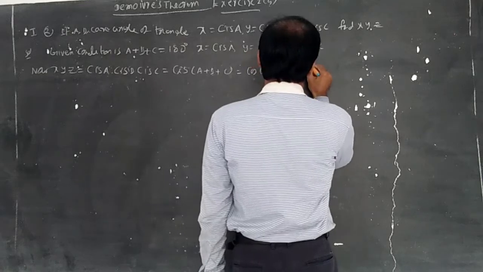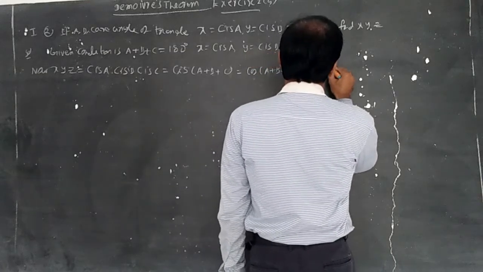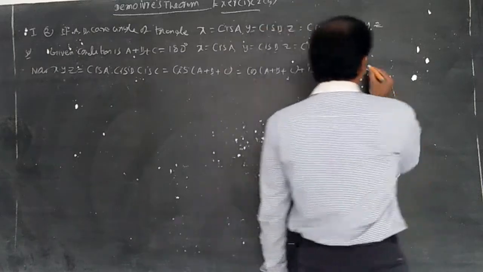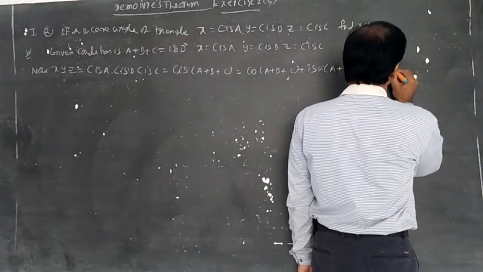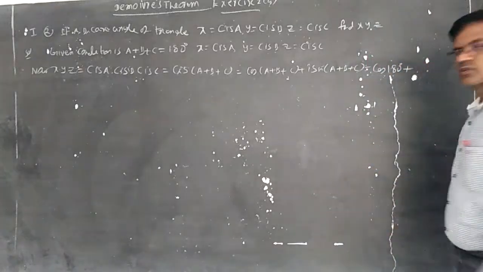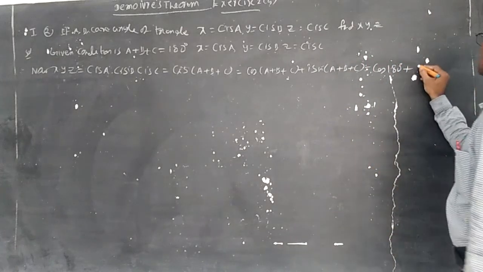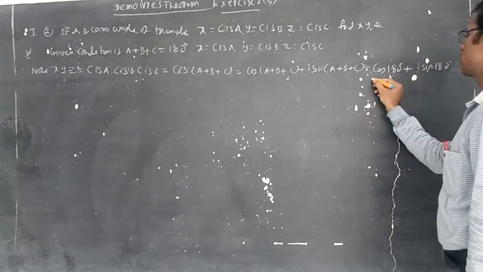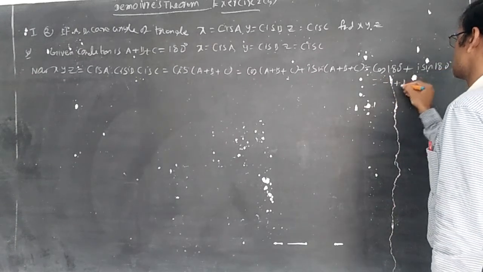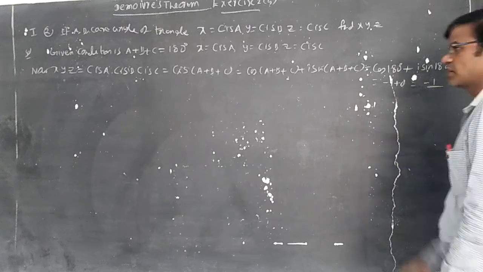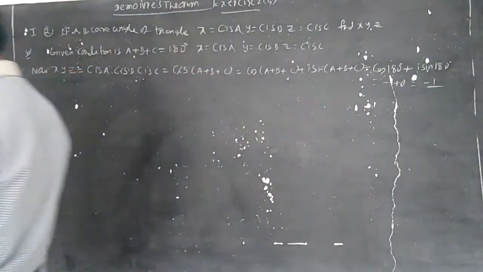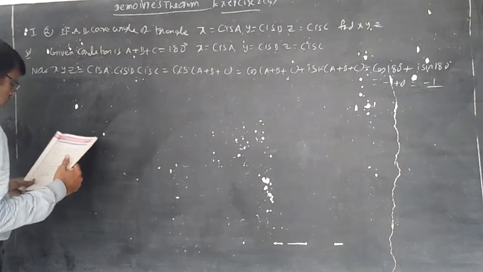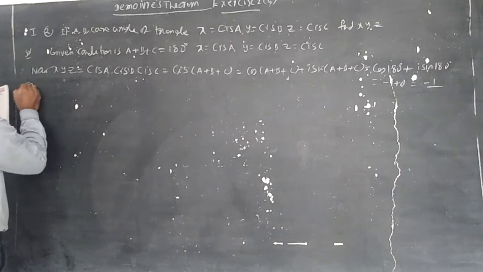That is cos of A plus B plus C plus i sin of A plus B plus C. A plus B plus C means 180 degrees. So this is cos 180 degrees plus i sin 180 degrees. Cos 180 value is minus 1, plus i into 0. So the answer is minus 1. So the xyz value is minus 1. Let us discuss the third one, second question.